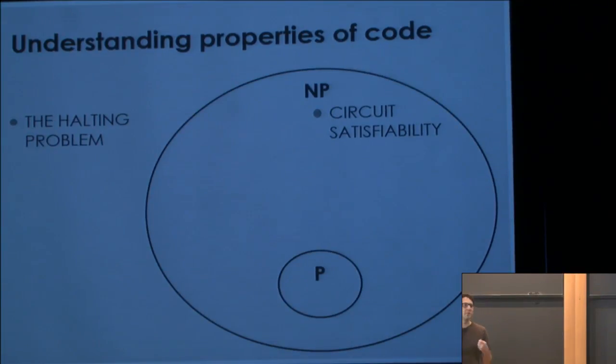So here, the input to the problem is itself a program, and you want to learn some property of this program. For example, the halting problem, you need to determine if a given Turing machine halts or not. Satisfiability, you're given a circuit, and you ask whether there exists an input that will make the circuit output 1.